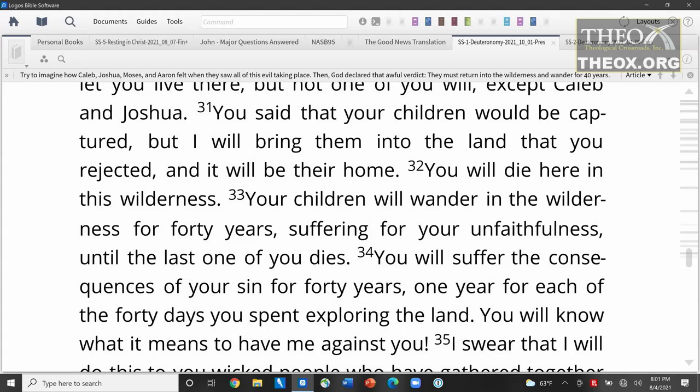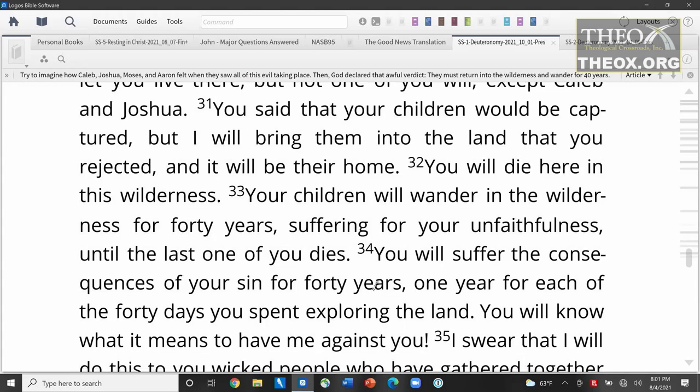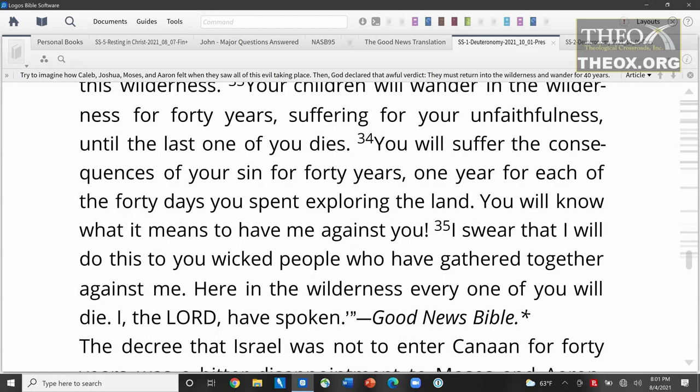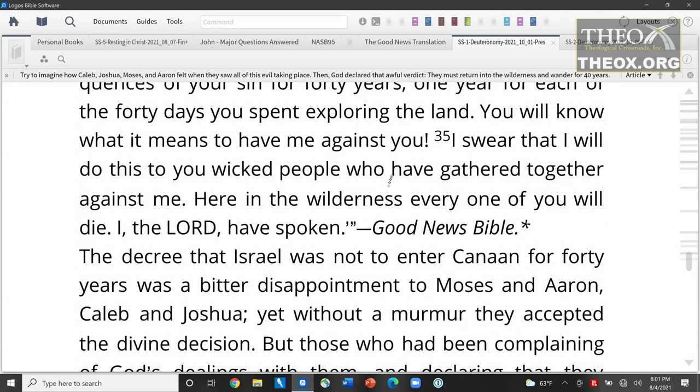"You will suffer the consequences of your sin for 40 years, one year for each of the 40 days you spent exploring the land." And we use that as a key text for the idea that a day for a year is God's way of explaining things in prophecy. "You will know what it means to have me against you. I swear that I will do this to you wicked people who have gathered together against me. Here in the wilderness, every one of you will die. I, the Lord, have spoken."